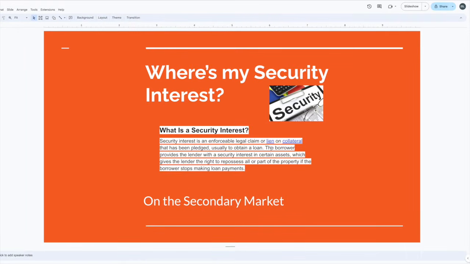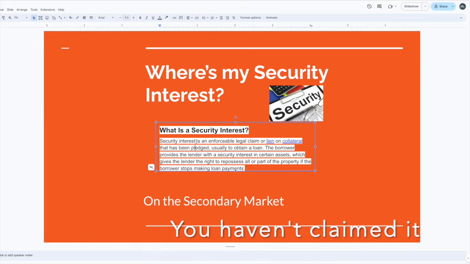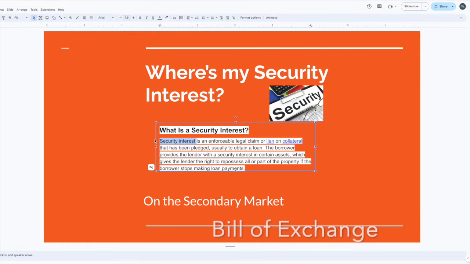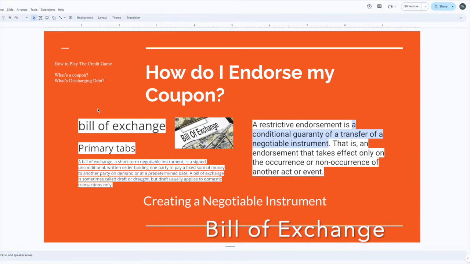A security interest is an enforceable legal claim or lien on a collateral that has been pledged, usually to obtain a loan. So the security interest is what you gave them. That's what you want to use if you're trying to use the remittance coupon to change it into a bill of exchange. Usually in your contract, you gave them the security interest.